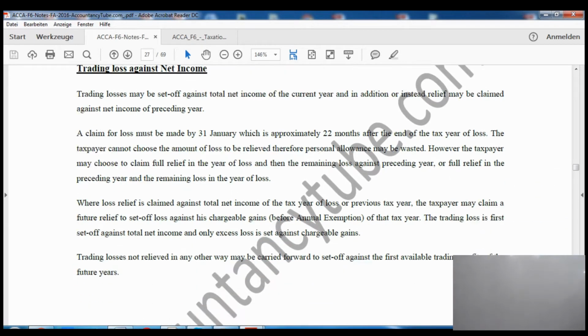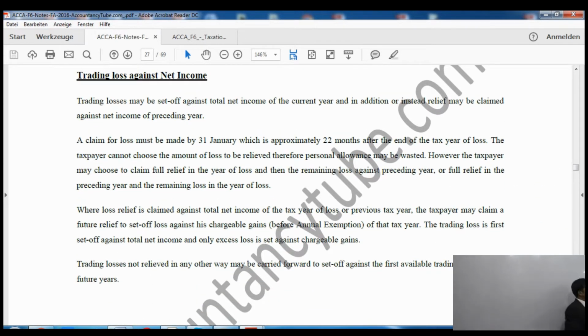Now please remember that in losses there will be different things. One is capital gains, one is trading profits or trading income, and another one is net income or total income. They are all different from each other, because total income is income which is trading income, property income, employment income. So the accumulation of all these is called total income or net income.